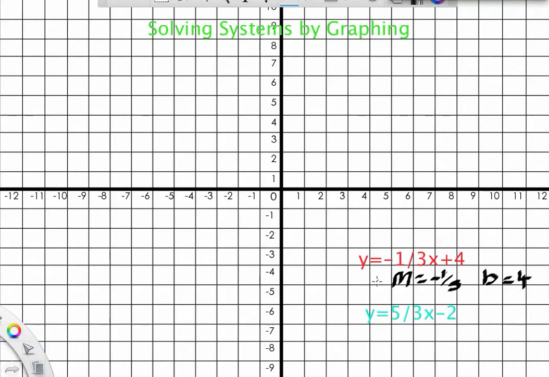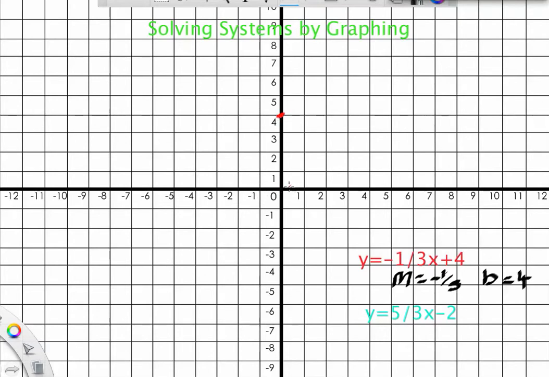Alright, so that means that I want to graph the b value first. And that's a positive 4. I'm going to go on the y-axis here. I'm going to make a dot. I'll make that dot red just like the equation. So we're going to make a dot here at positive 4 on the y-axis.